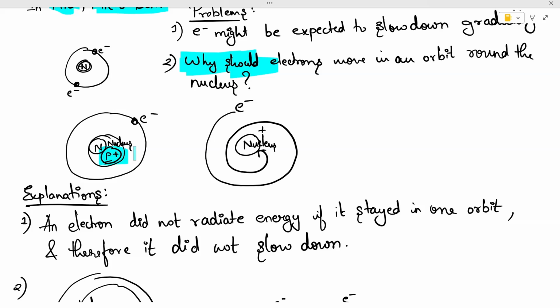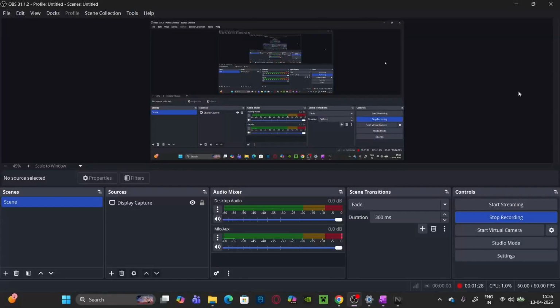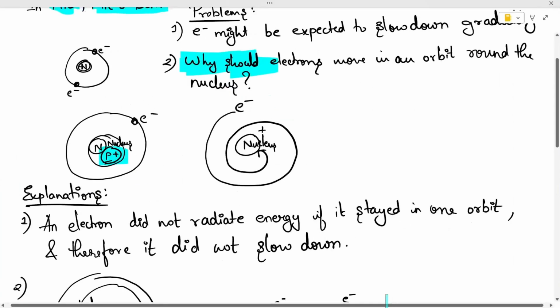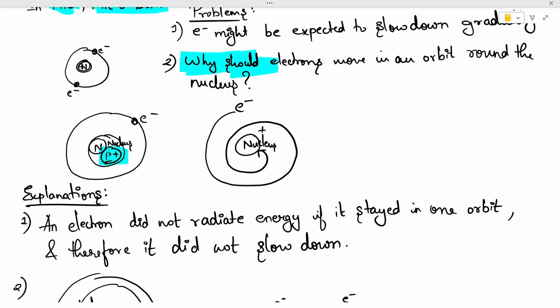Okay, we studied these things in the last lecture, that the nucleus is composed of neutrons as well as protons, and the electron is negatively charged. The protons are positively charged, and the neutron is neutral, that is, it has no charge. So the overall charge on the nucleus is positive, and the overall charge on the electron is negative.